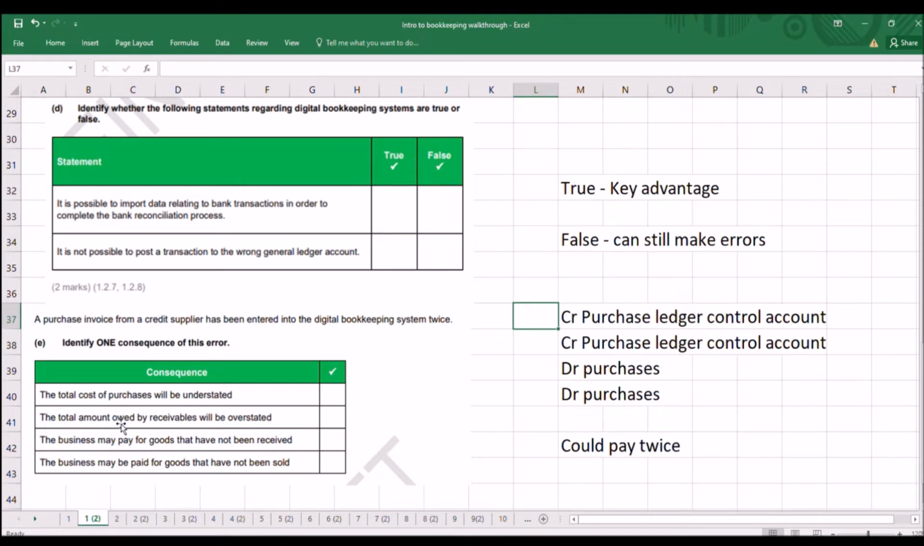The total amount of goods owed by receivables will be overstated. Well, you're not seeing the sales ledger control account in here, so that's not true either. The business may pay for goods that are not received. Yes, because it's only received one lot of these goods, but it's put two lots in there. So when it does its remittance advice and pays for the goods, it could pay twice. So that's the answer. Business may be paid for goods that have not been sold? We're not making any sales here, so there's nothing to do with that. So that's the answer to question 1.